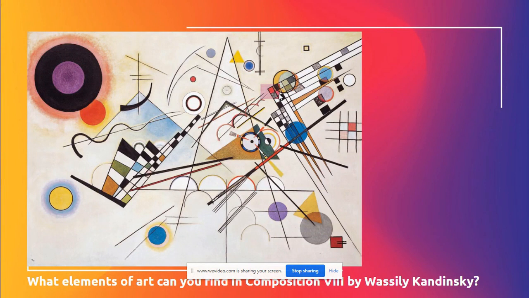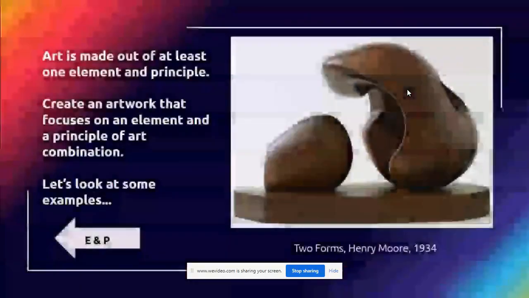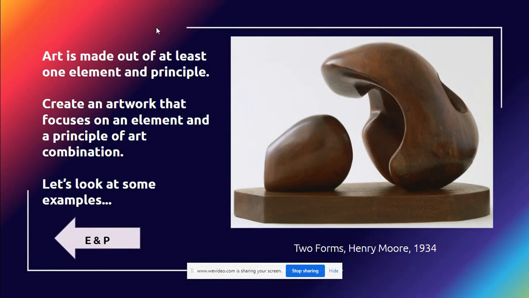What elements of art can you find in Composition 8 by Wassily Kandinsky? First off, you might notice some shapes and lines and colors. But there are also some principles. What about rhythm? How about pattern? Do we see any unity? Or maybe there's some emphasis? All right. Art is made out of at least one principle and element. We're going to create an artwork that focuses on an element and a principle of art, or a combination of those. Let's take a look at some examples.